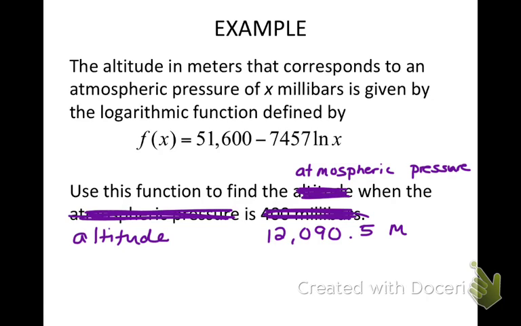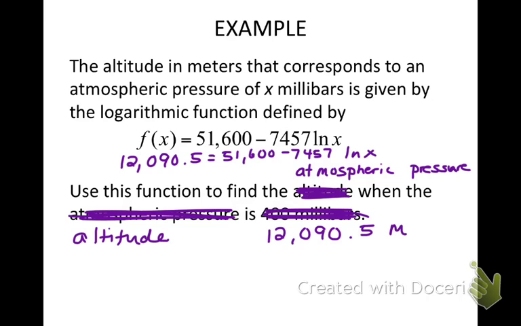Then what would you do? How would you solve that? Well, one, where would this go, in place of f or f of x or x? That would go in place of f of x, altitude. Your altitude is 12,000. So if I plug it in for f of x, 12,090.5 is equal to 51,600 minus 7,457 natural log of x.